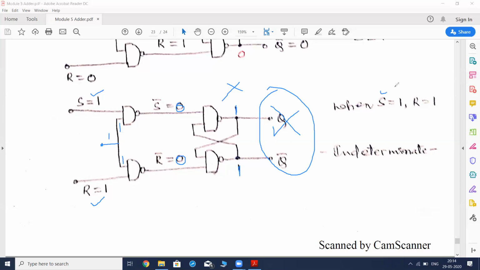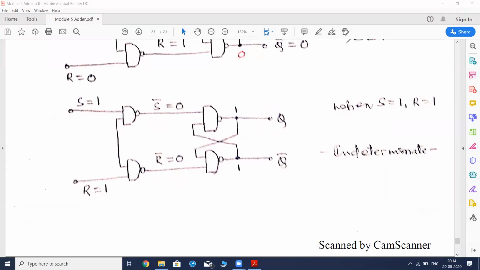That's why this particular state of S equal to 1 and R equal to 1, we are going to take as indeterminate. That condition is called the indeterminate. So when S is equal to 1 and R is equal to 1, we are getting the indeterminate state. Okay, so this is the analysis that we need to do.